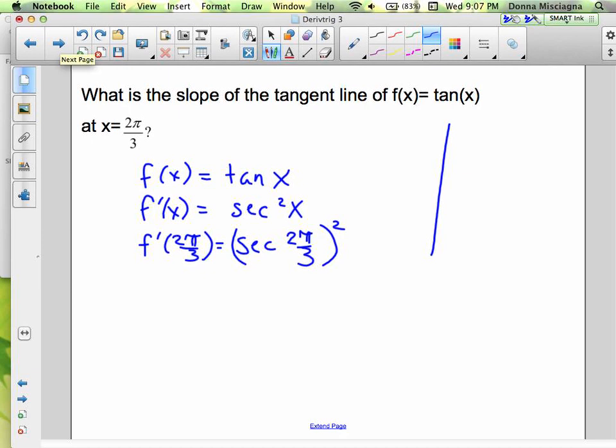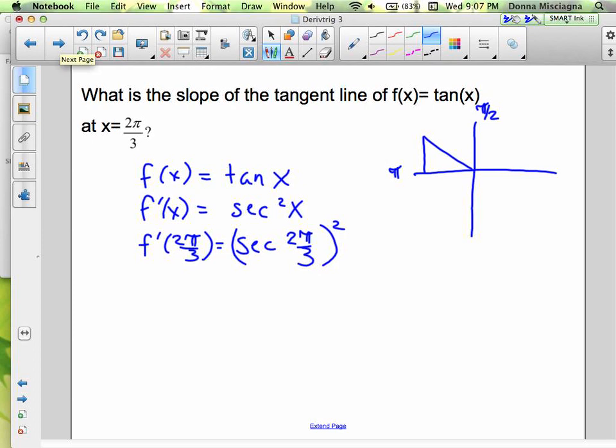Let's evaluate using a reference triangle. That is not a very good looking coordinate plane. There we go, it's a little bit better. So 2 pi thirds. This would be pi halves, so it's more than pi halves. It's right over here somewhere, because this would be pi. So it's less than pi, but more than pi halves.